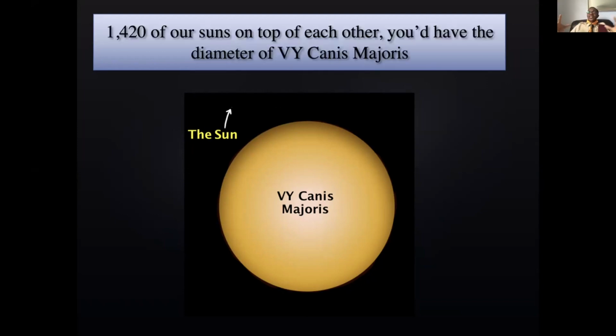If you were to take our suns and stack them in Canis Majoris, you would need 1,420 of our suns to fit in the diameter of this star. This is yet another major fact about the stars that we know of. Now, what does this tell us?